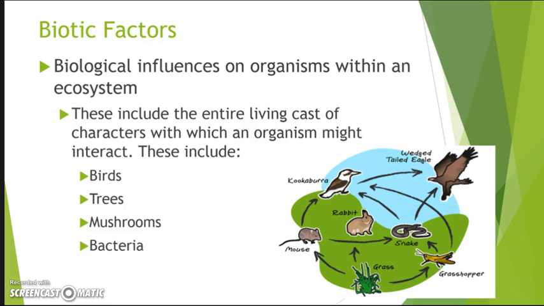So let's take a bullfrog, for example. Biotic factors that might influence a bullfrog and its environment might include the tiny plants and algae that it eats as a tadpole, the herons that eat the adult frog, and other species that compete with the bullfrog for food or space.